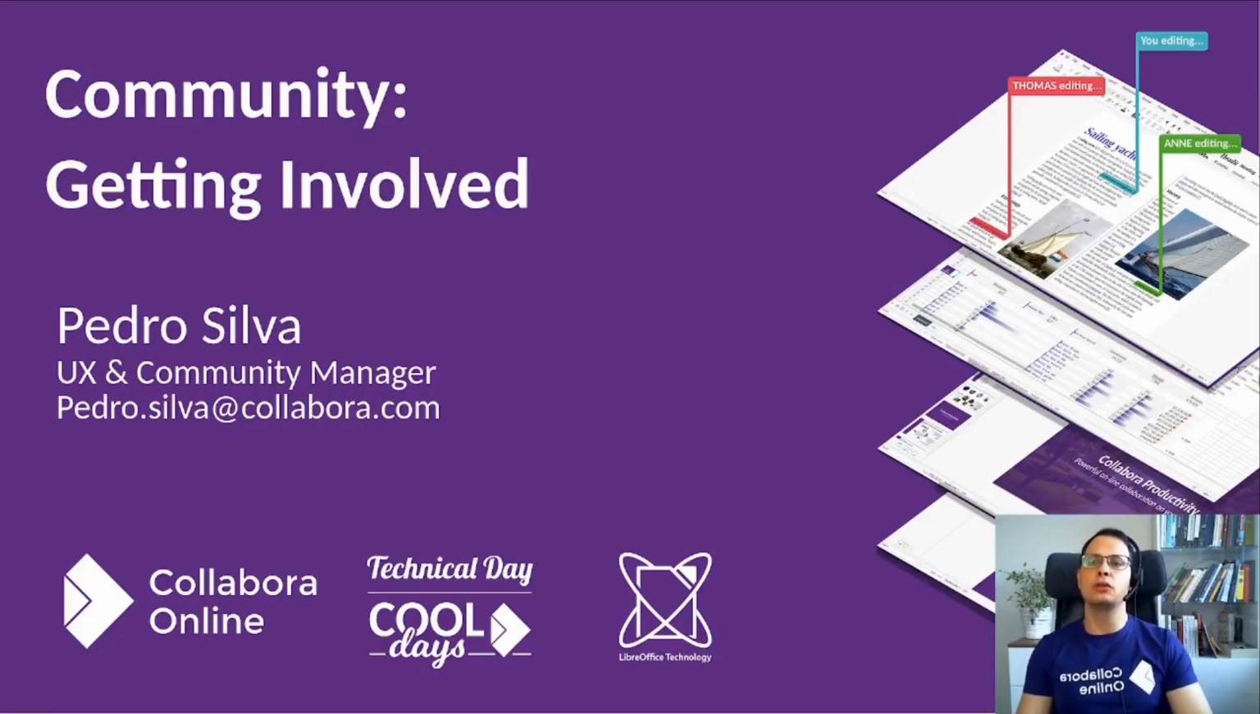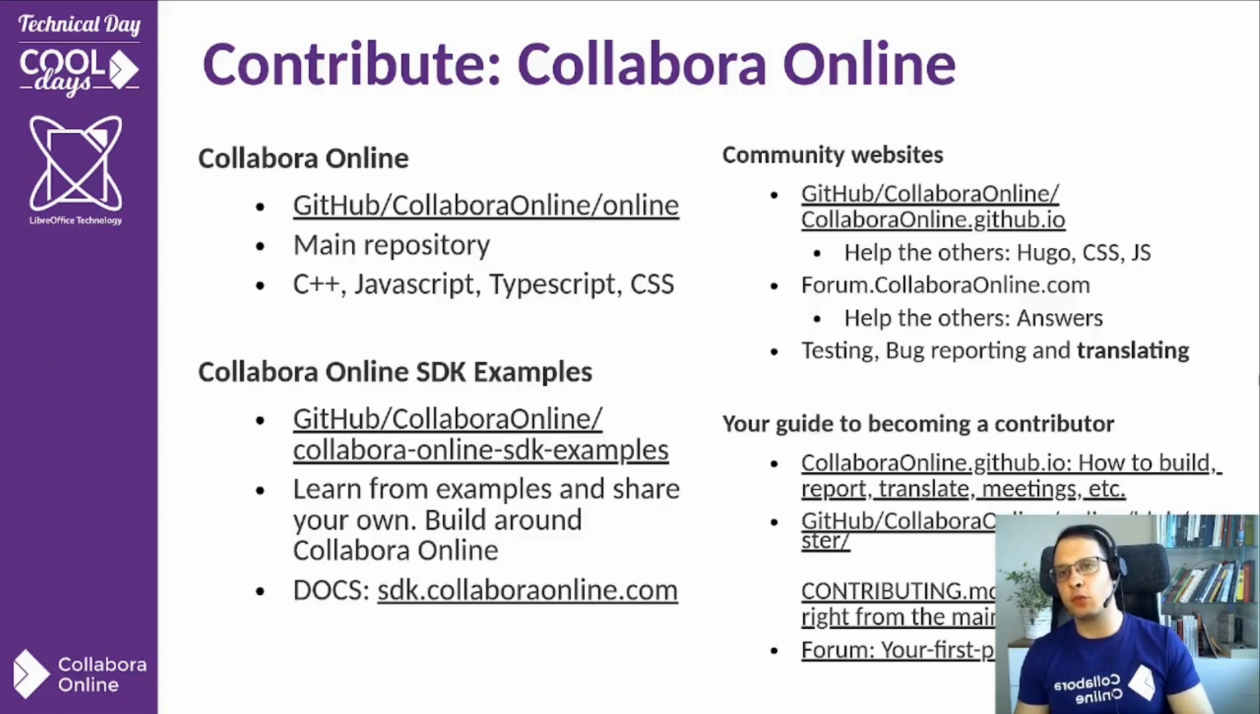Great. So on to the community and how to get involved. There are a couple of ways to contribute to Collabora Online, be that in the GitHub repository itself, with the code, but also we have community websites. For instance, we have our .io website, which you can help with as well. Be that if you know Hugo, or you want to learn, or CSS, JavaScript, any help is welcome. Forum as well, testing, bug reporting, translating, very important.